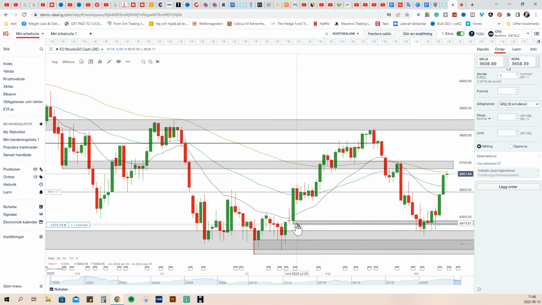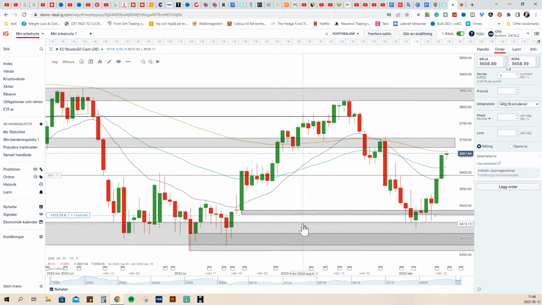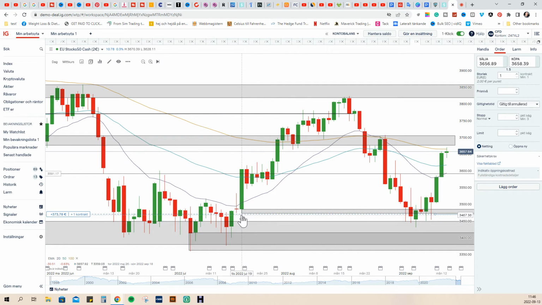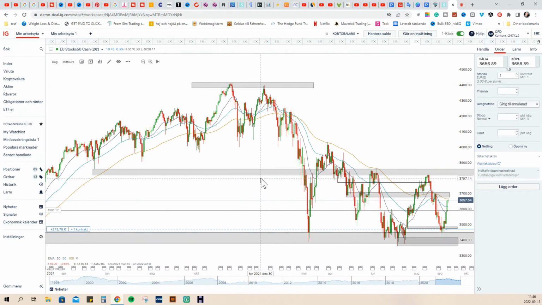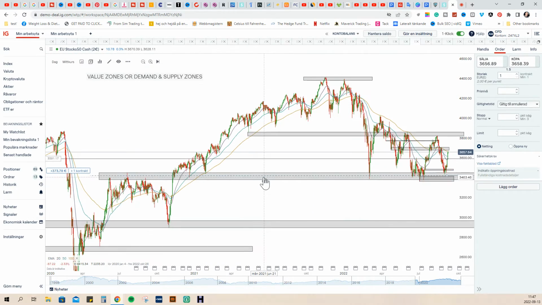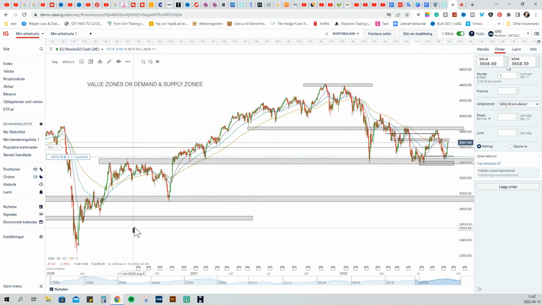And also I could see that buyers stepped in on this value zone that I marked, this wick here on this very strong bullish pin bar here. Sorry, bullish engulfer. If I do like this, you can see further back in history that I put my value zones here. I'm using the upper wick in this case.